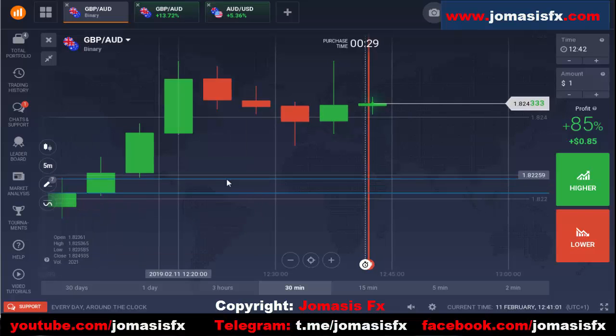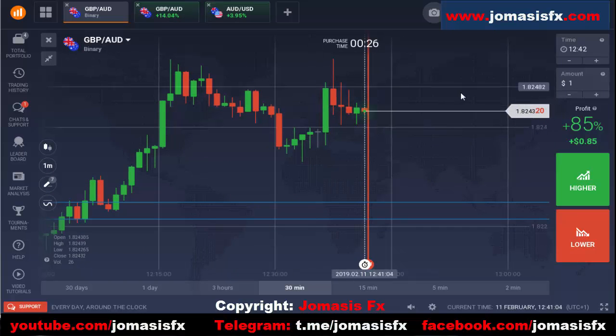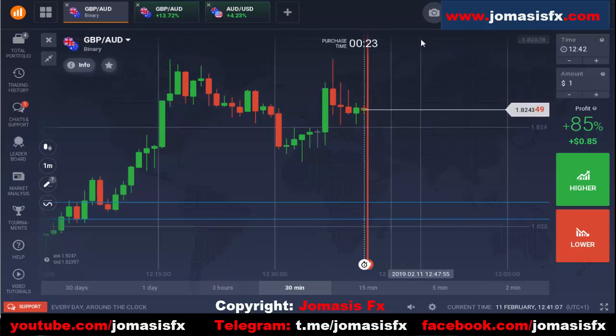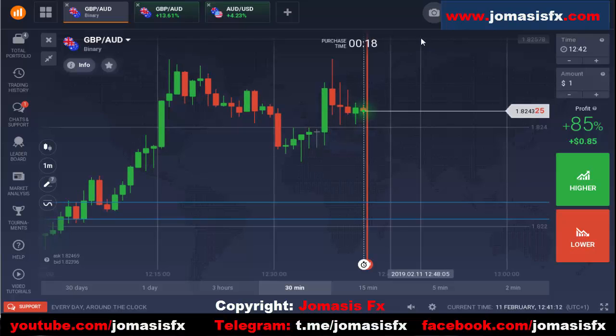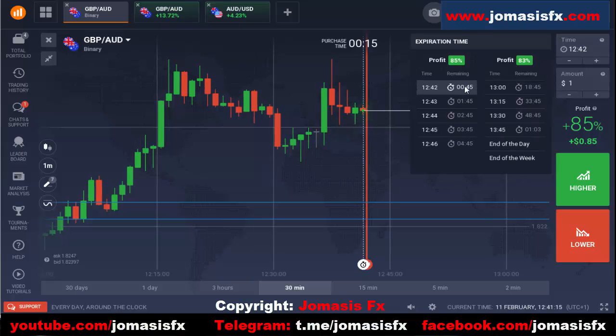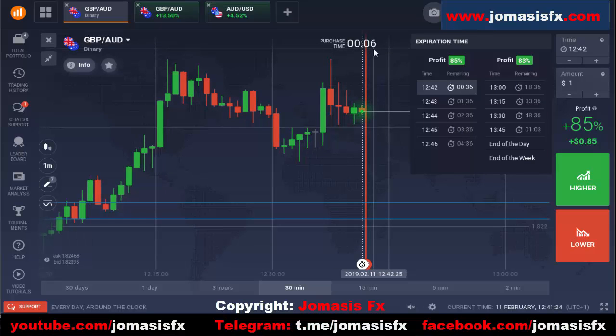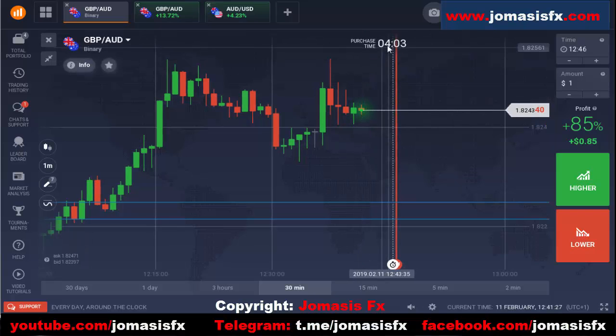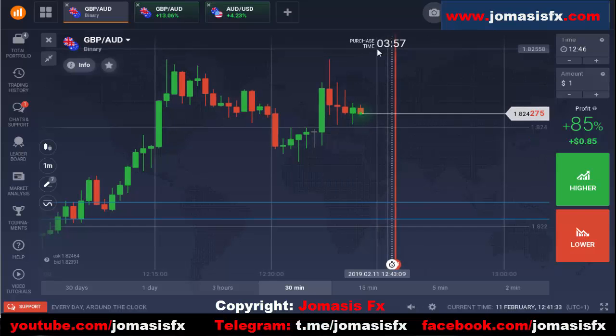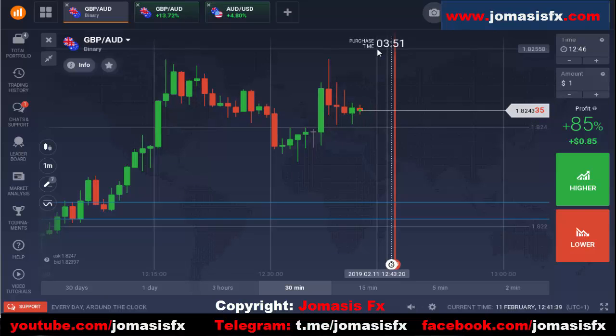So now we have 1 minute here. Expiration time is when you place your trade, how long do you want the position to last before it closes? The best way to go about that is to come here, as you can see, 1 minute, 2 minutes, 3 minutes, and 4. If you switch to 4 minutes and place a trade, it will take 4 minutes before the trade closes. Then the outcome will depend on whether the prediction is right or wrong. So that is all about binary options.